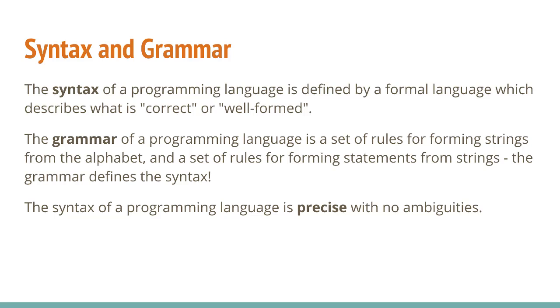The grammar of a programming language is a set of rules for forming strings from the alphabet and a set of rules for forming statements from strings. The grammar defines the syntax. Now take a moment to absorb that. The syntax of a programming language is precise with no ambiguities. It's important to remember that. This is not the vagueness of the English language, for example. It tends to be very precise because it has to be implemented on a mathematical device. And math is all about precision.